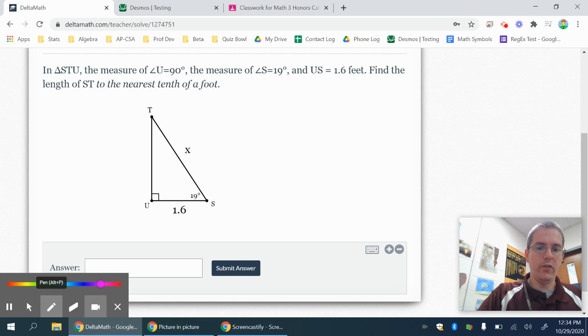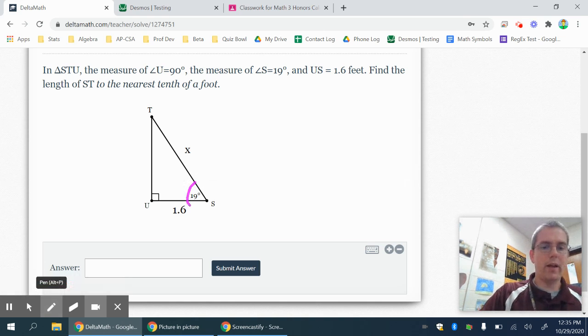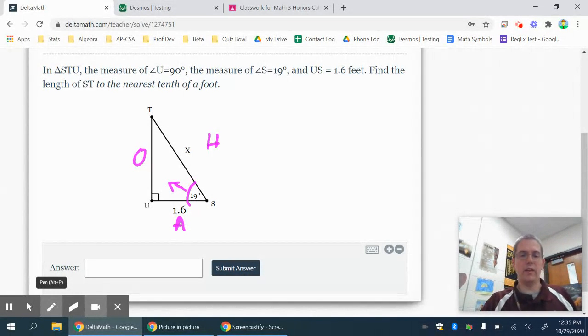Okay, we have a right triangle here. We only have one side and need to know the other side. Set up for trig, so mark my angle. This is the hypotenuse because it's across from the right angle. The side across from the 19 is opposite, and the side that touches the 19 degrees, right next to the 19 degrees, is adjacent.